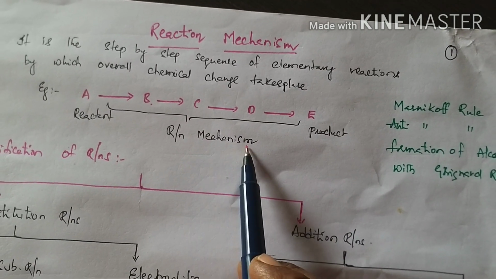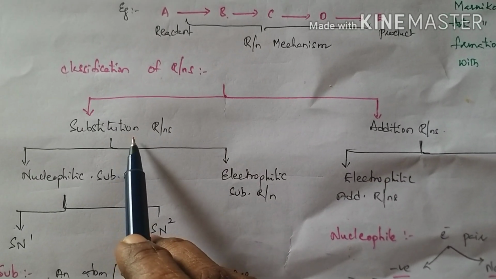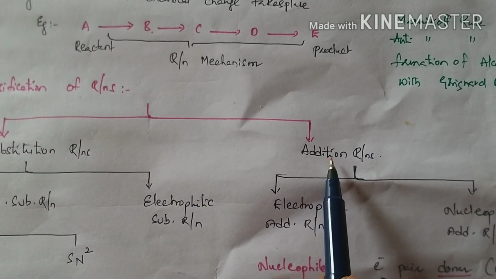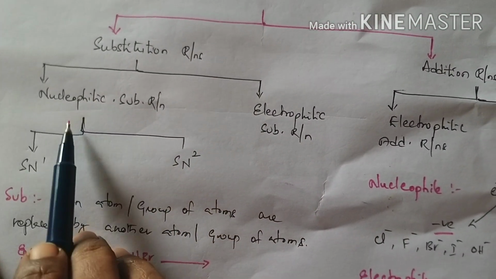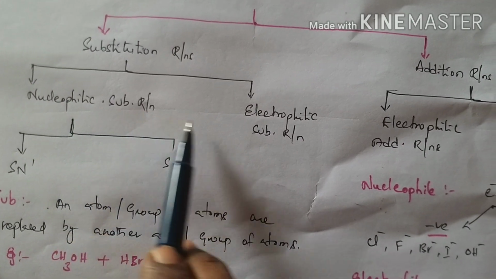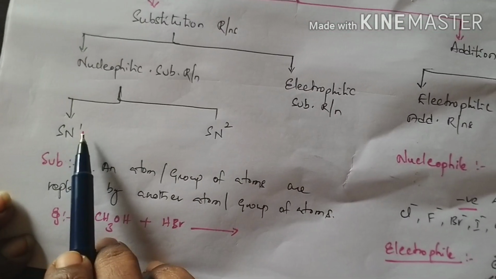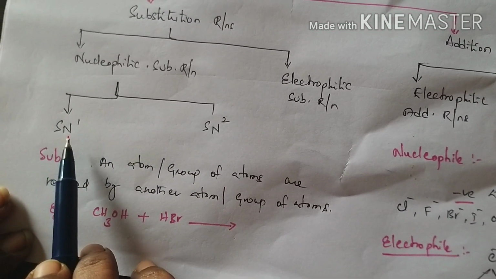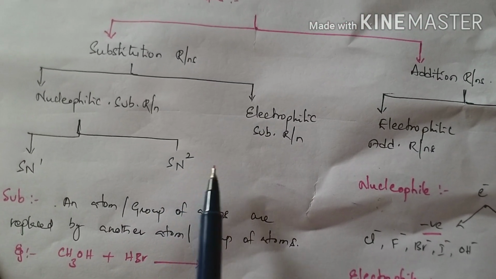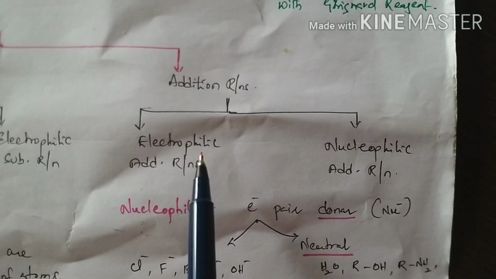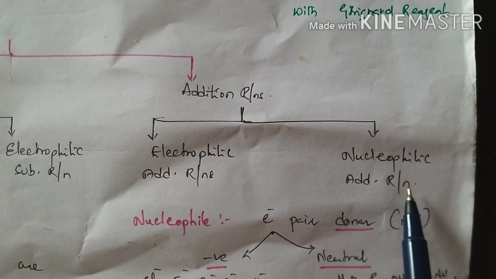Based on their reaction mechanism, reactions are divided into mainly two types: the substitution reaction and the addition reaction. The substitution reaction can again be classified into two types: nucleophilic substitution reaction and electrophilic substitution reaction. Nucleophilic substitution can be subdivided into substitution nucleophilic 1 reaction and substitution nucleophilic 2 reaction. The addition reaction is also divided into two types: the electrophilic addition reaction and the nucleophilic addition reaction.